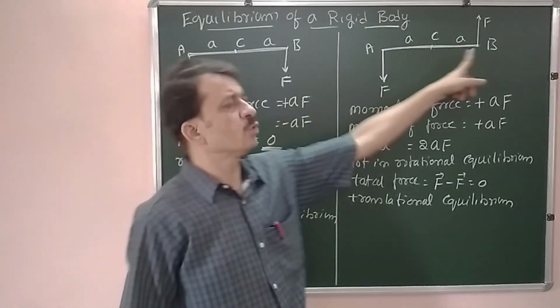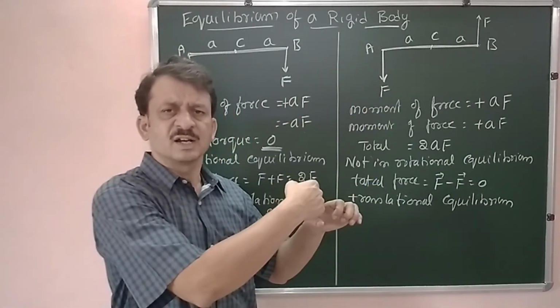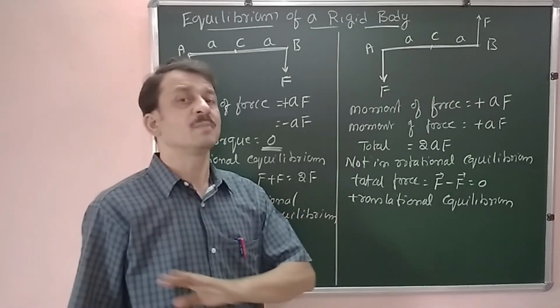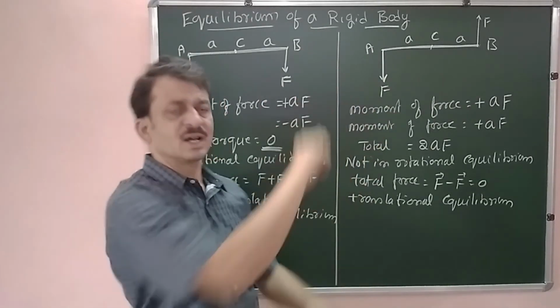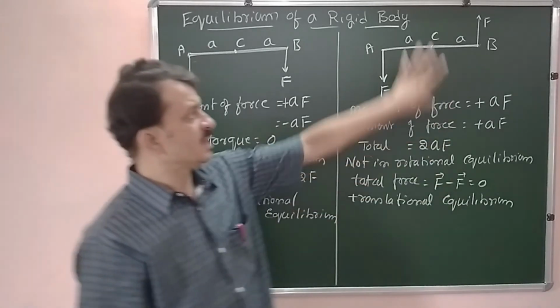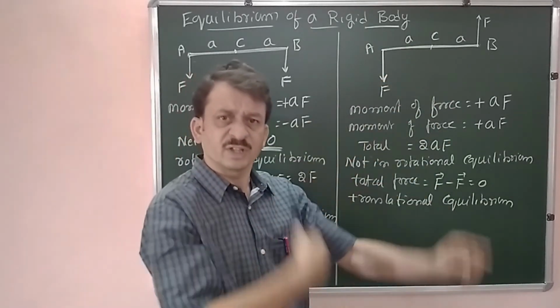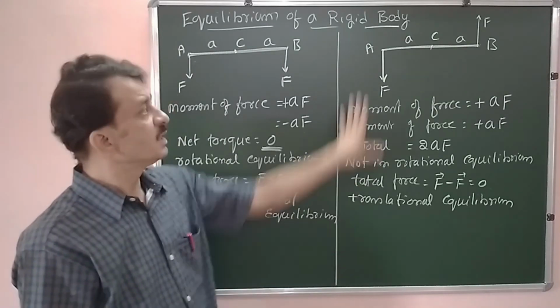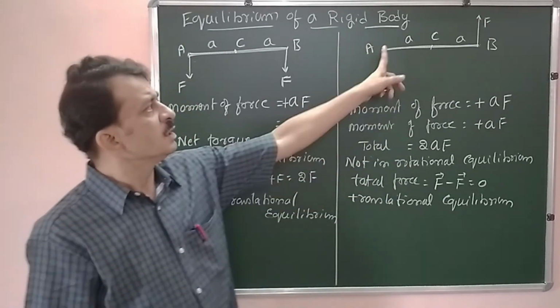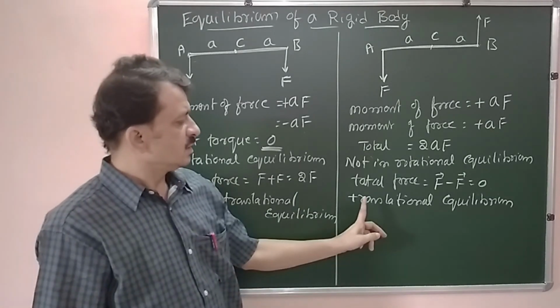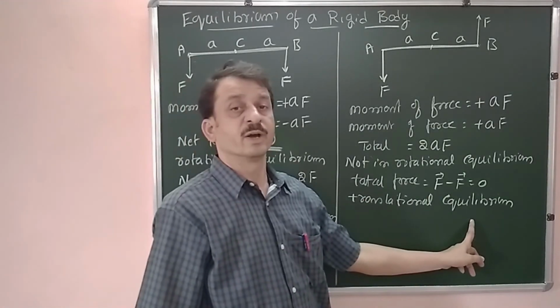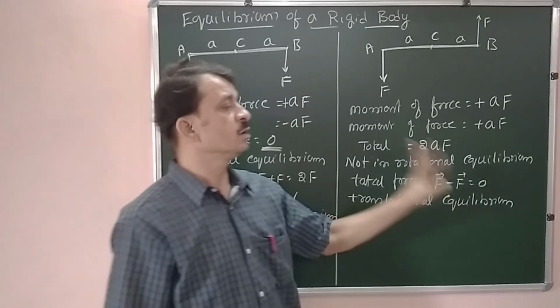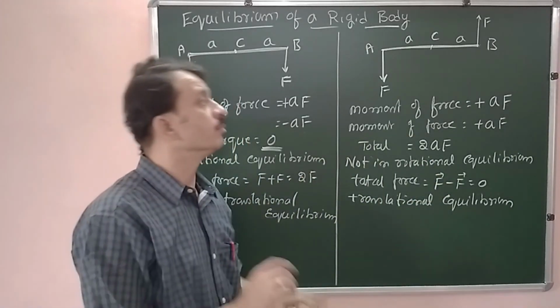ಈ ಎರಡೂ ಫೋರ್ಸು ರಾಡ್ ಅನ್ನ ಲೀನಿಯರ್ ಆಗಿ ಮೂವ್ಮೆಂಟ್ ಮಾಡಲ್ಲ, ಬಿಕಾಸ್ ಟೂ ಫೋರ್ಸಸ್ ಆರ್ ಇನ್ ಅಪೋಸಿಟ್ ಡೈರೆಕ್ಷನ್. ಆದ್ರೆ ಇದೆರಡು ಫೋರ್ಸು ರಾಡ್ ಅನ್ನ ಒಂದೇ ಡೈರೆಕ್ಷನ್ ಅಲ್ಲಿ ರೊಟೇಟ್ ಮಾಡಲಿಕ್ಕೆ ಪ್ರಾರಂಭ ಮಾಡ್ತದೆ. ಹೆನ್ಸ್ ಇನ್ ದಿಸ್ ಎಕ್ಸಾಂಪಲ್ ದಟ್ ರಾಡ್ ಈಸ್ ಇನ್ ಟ್ರಾನ್ಸ್ಲೇಷನಲ್ equilibrium but not in rotational equilibrium.